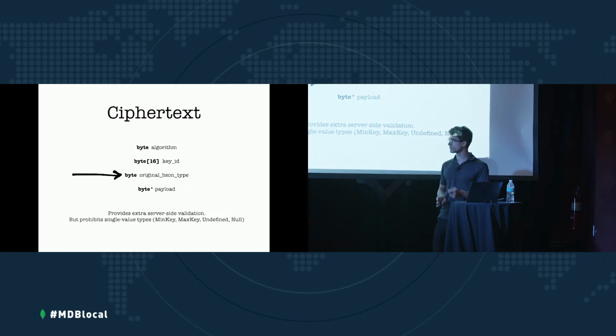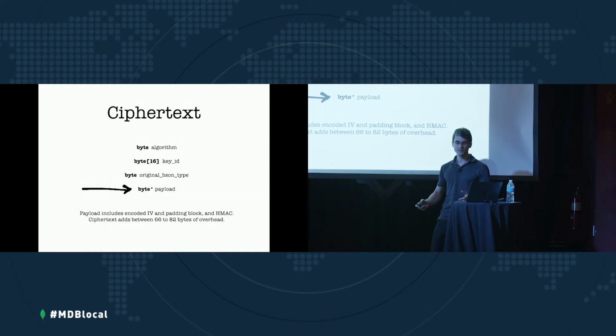We exposed the original BSON type of what was encrypted, so we can do extra validation. So if you were to encrypt the wrong BSON type, we would know. But as a caveat of this, any BSON type that is a single value type where the type itself is the payload, like min key, max key, undefined, or null, is explicitly prohibited because encrypting it would hide nothing. And similarly, deterministically encrypting a Boolean is prohibited because it would just take two values and move it to two other values.